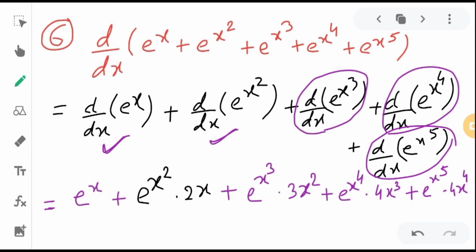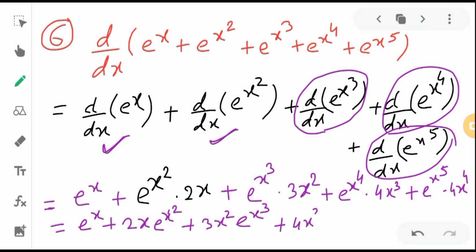Now I just have to arrange these terms. So first is e to the power x, plus 2x e to the power x square, plus 3x square e to the power x cube, plus 4x cube e to the power x4, plus 4x4 e to the power x5. Okay, so this will be our derivative.